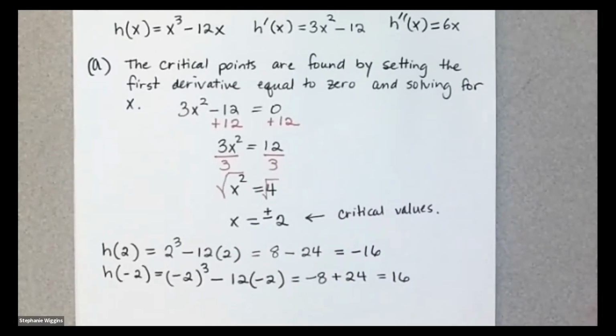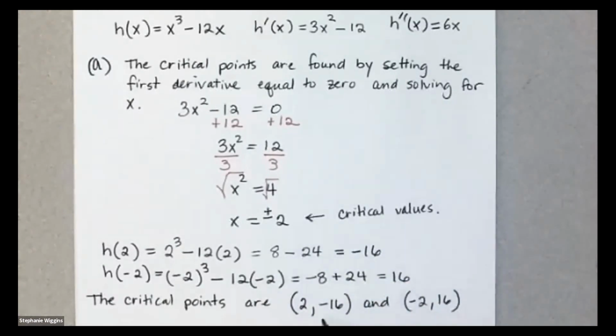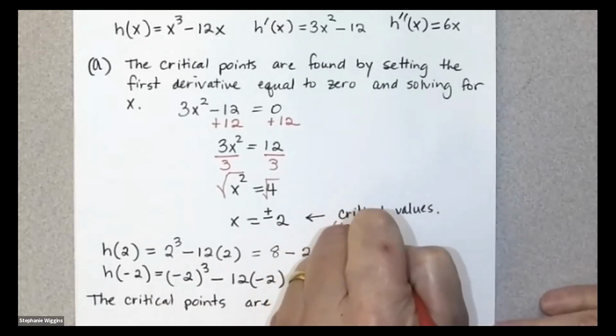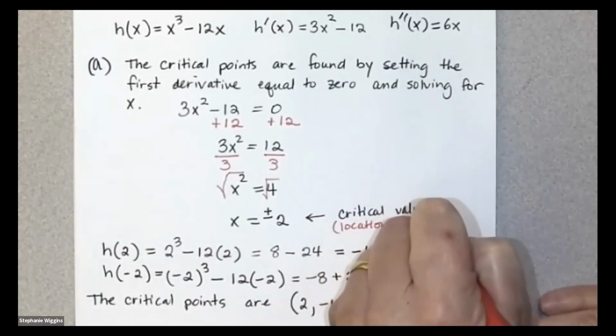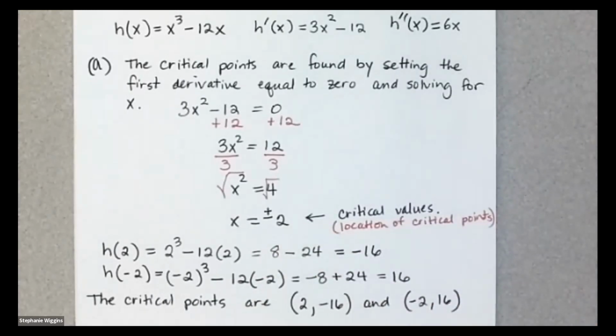All right, so from this information, we know then that the critical points, right now we're talking about points, are 2, negative 16, and negative 2, 16. These are the critical points. Plus or minus 2 are the critical values. That's the location of the critical points. And remember, critical values are x values, and then to find the actual points, you need ordered pairs, and that's why we plugged in these numbers to get the y values that go with it, okay?